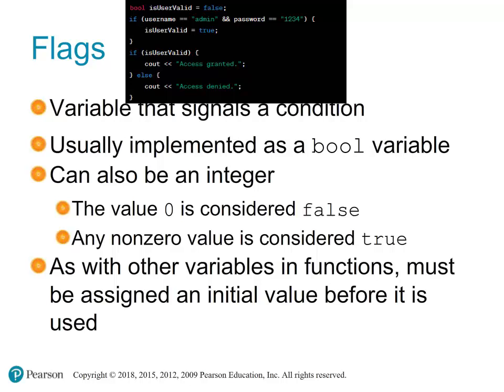In this example, isUserValid is a flag variable that signals whether the user is valid or not, and we initialize it as false. So flag variables are useful for tracking states or conditions that may be checked multiple times or in different parts of a program.